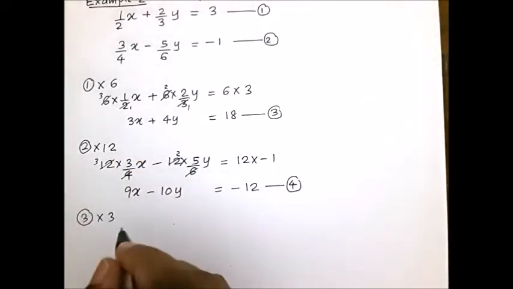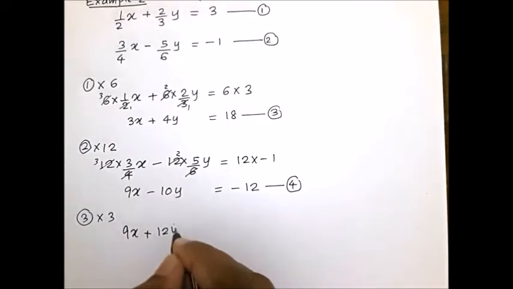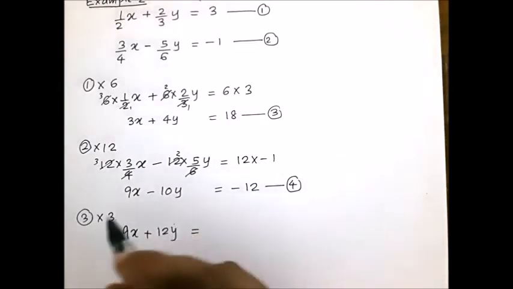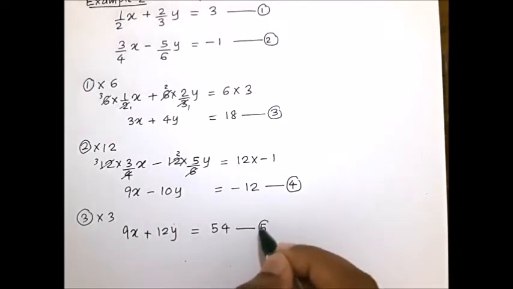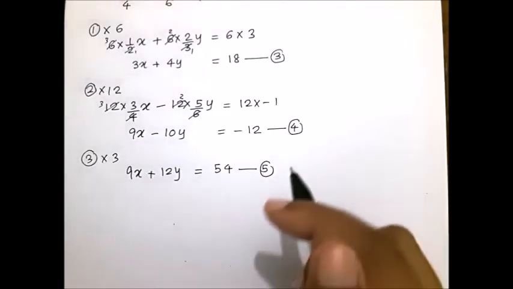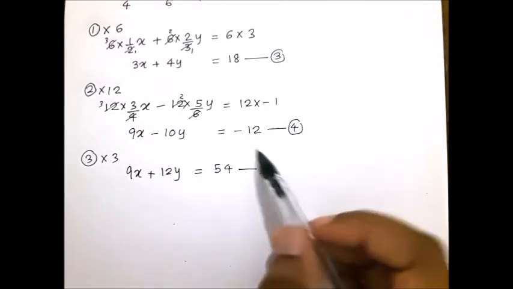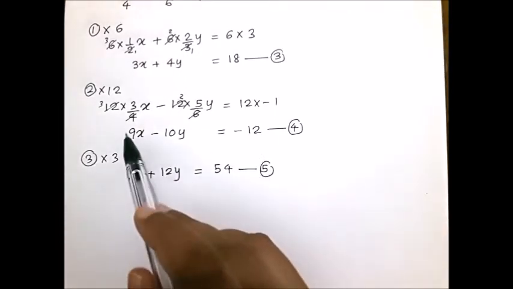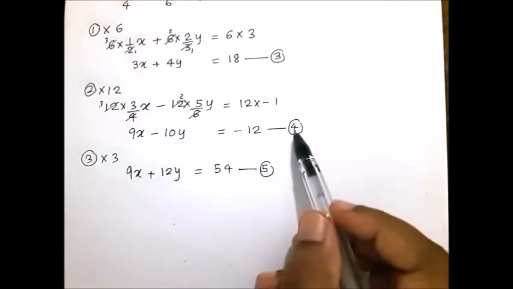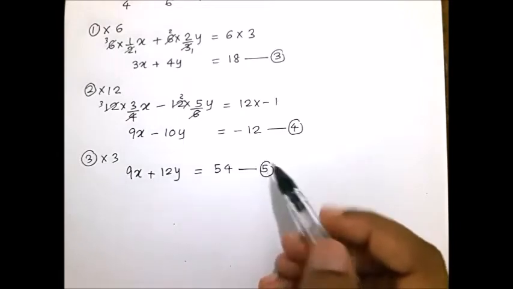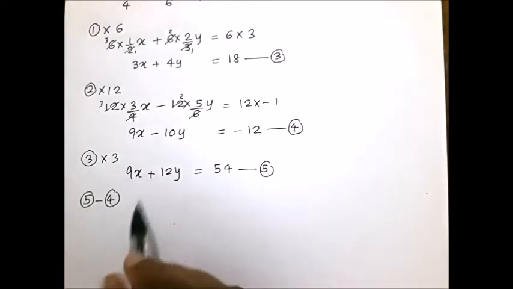3 multiplied by 3x, 9x. 3 multiplied by 4y, 12y. Then 3 multiplied by 18, 54. Name this equation as fifth equation. Now look at equation 4 and 5. Here coefficient of x are equal, but both are positive. So you have to subtract these two equations to remove x terms. Subtract fourth equation from fifth one.